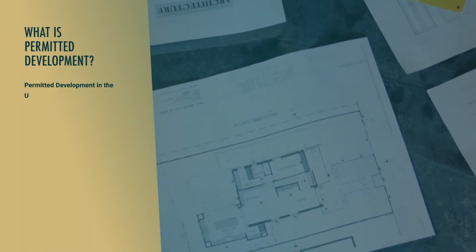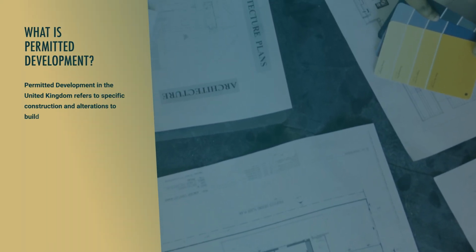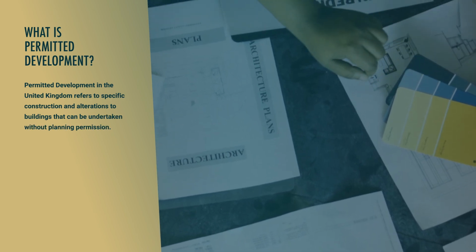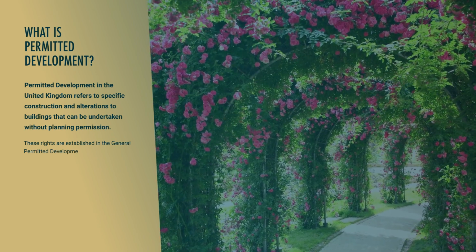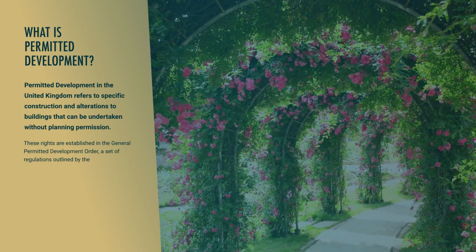What is permitted development? Permitted development in the United Kingdom refers to specific construction and alterations to buildings that can be undertaken without planning permission. These rights are established in the General Permitted Development Order, a set of regulations outlined by the government.